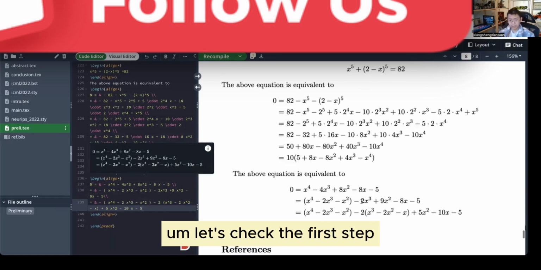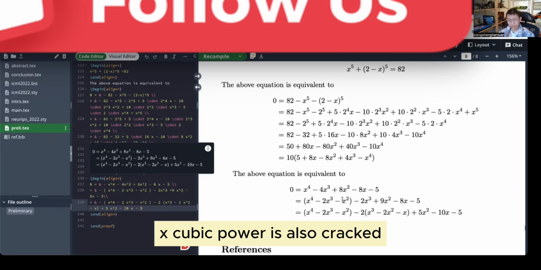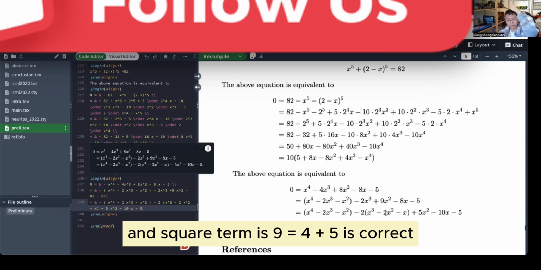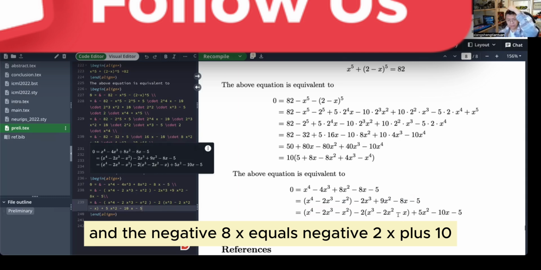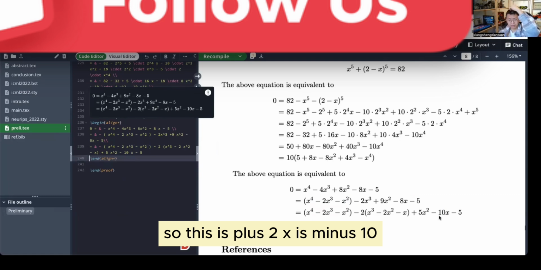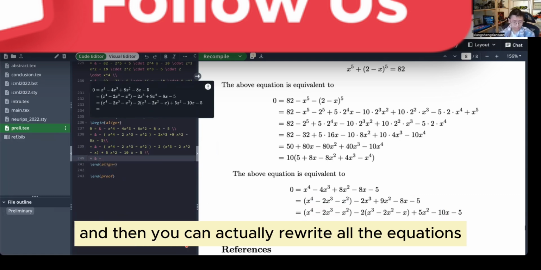You can double check here. Let's check the first step, the first row to second row. Okay, you can see x fourth power is correct, x cubic power is also correct, x squared power is also correct, and the other things are correct. So now the first three terms are the same, and let's check: x cubic term is correct, and x squared term is 9 equal to 4 plus 5, correct, and the negative 8x is equal to negative 2x plus 10x here. So this is plus 2x, minus 10, that's correct. You have minus 5. Okay, and then you can actually rewrite all the equations in the following way.